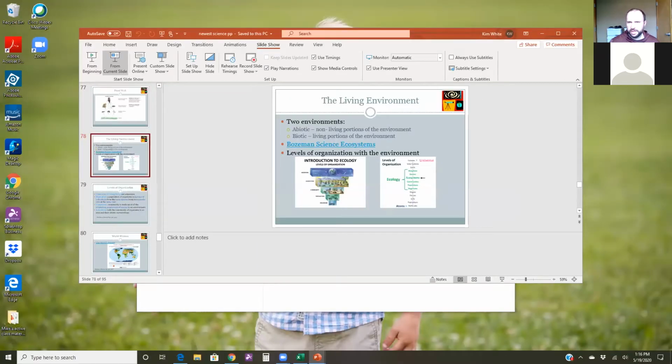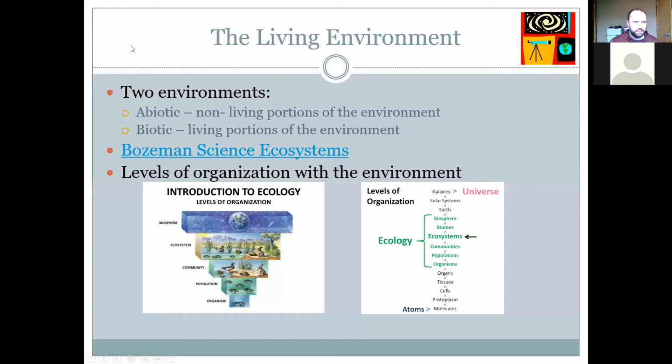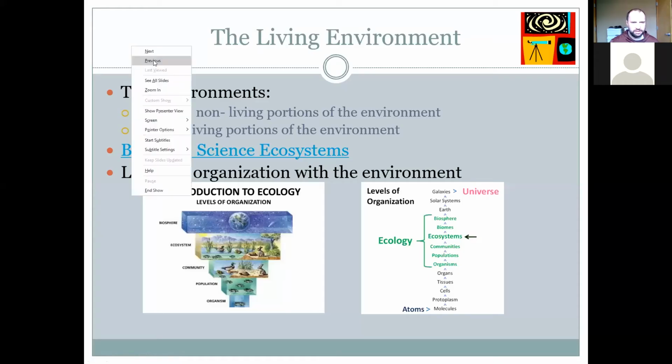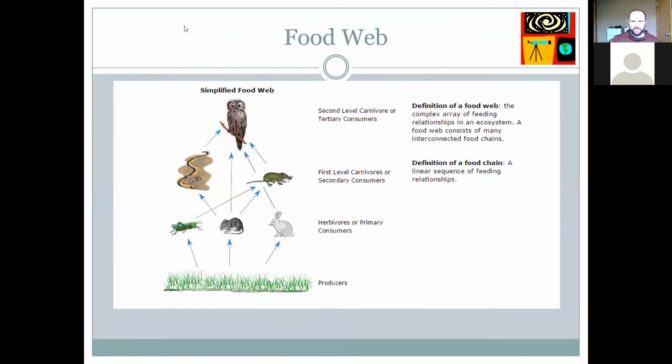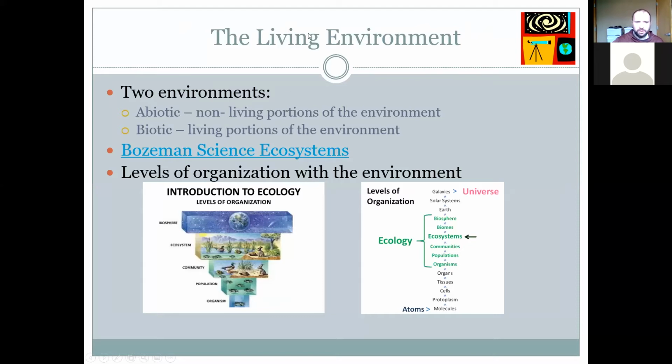So we spent the last couple days talking about animals. We left off talking about food webs and energy flow through an ecosystem. But today we're going to focus on what exactly an ecosystem is, and the components that make up an ecosystem. So we're not necessarily talking about just animals today. We're talking about the entire environment, right? So we would refer to that as the living environment.